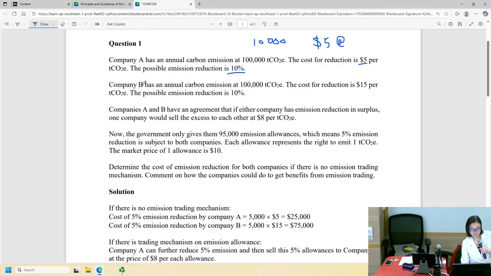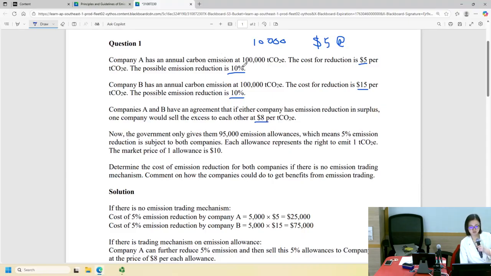And for company B, the annual emissions are the same, also 100,000, and the cost of reduction is more expensive, $15 per ton, and the possible emissions reduction is the same. Okay, also 10,000 tons. This is already the maximum. Okay, companies A and B have an agreement that if either company has emissions reduction in surplus, one company can sell the excess to the other at a price of $8 per ton.